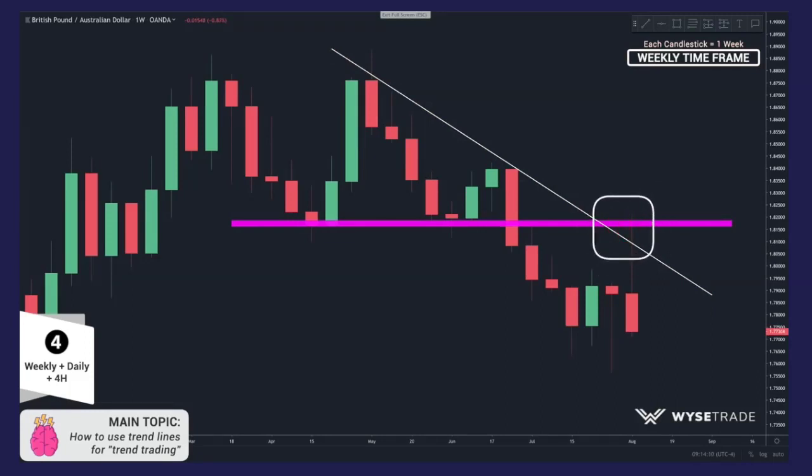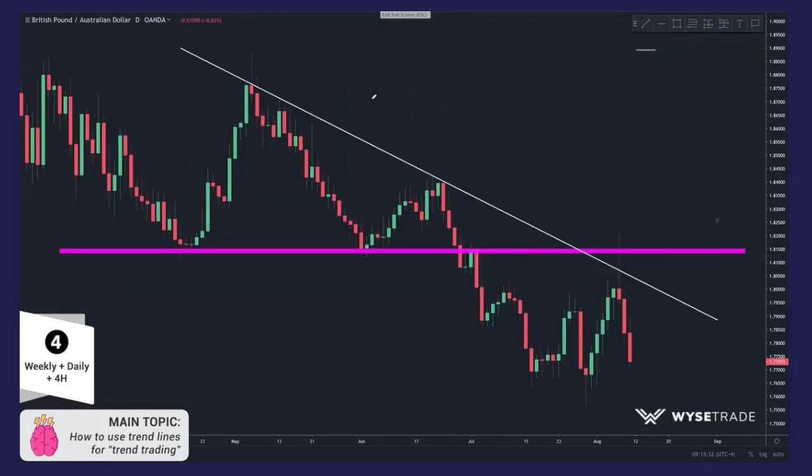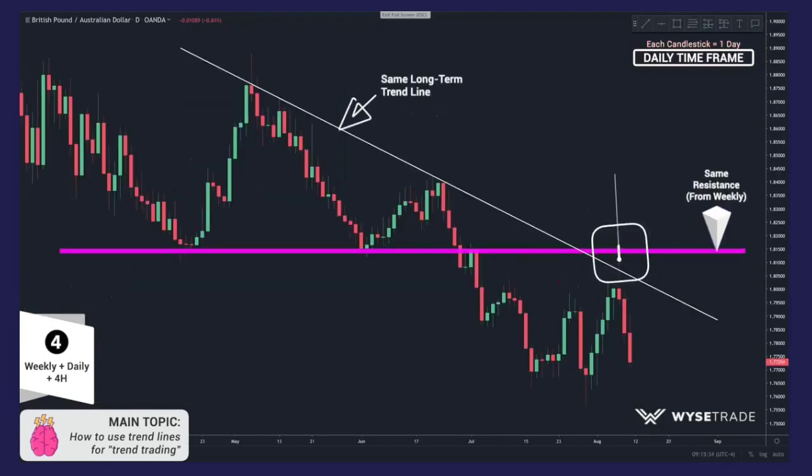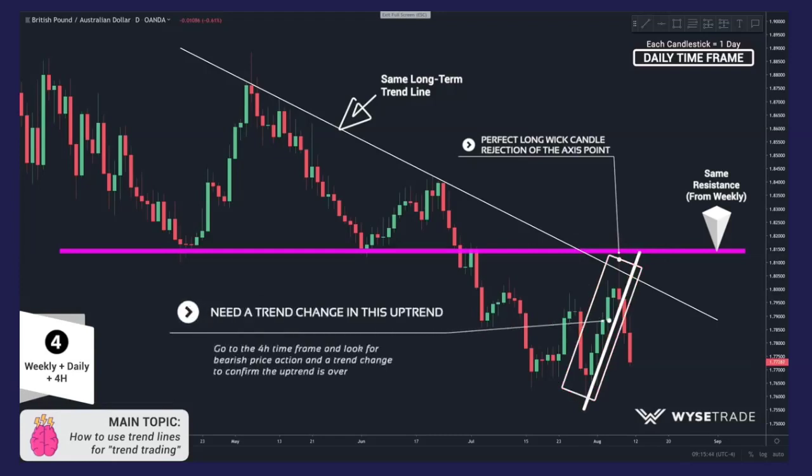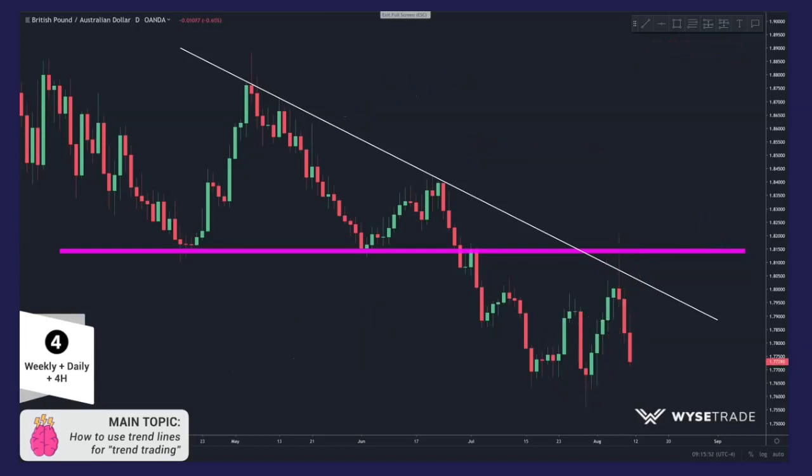Now, after you identified all your levels on the weekly, we jump to the daily. Here on the daily, you had a perfect long wick candle rejection of your access point, meaning a rejection of both the weekly trend line and weekly resistance. But again, still no trade unless we have confirmation that the short-term uptrend is over. So we go to the 4-hour time frame to find a trend change on the short-term moving uptrend.